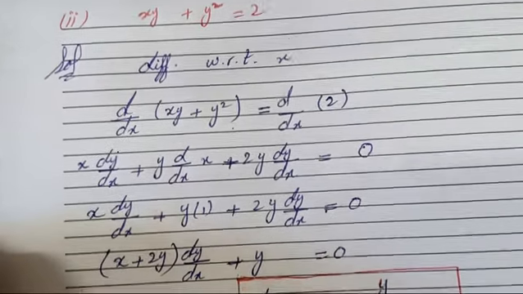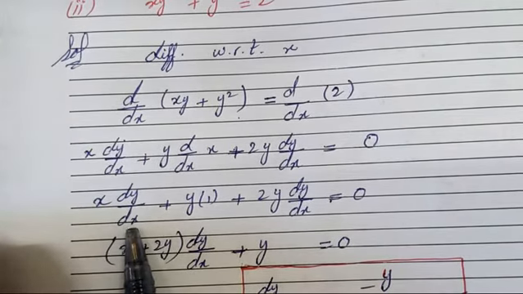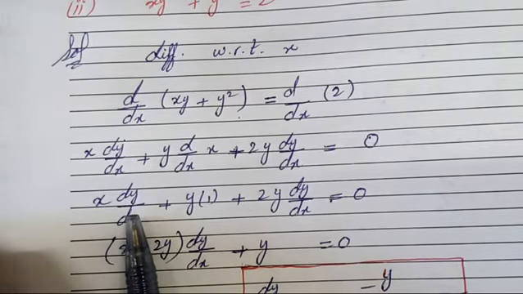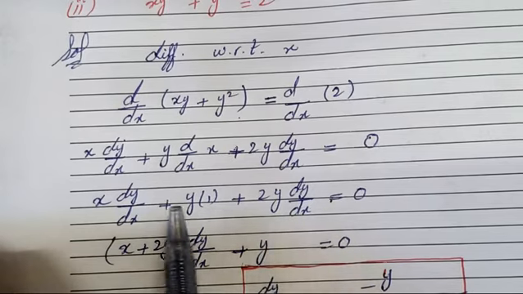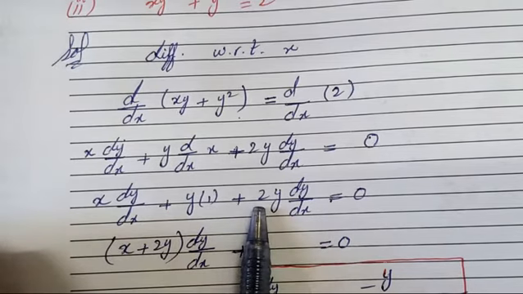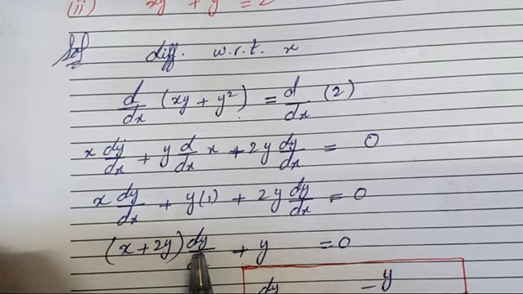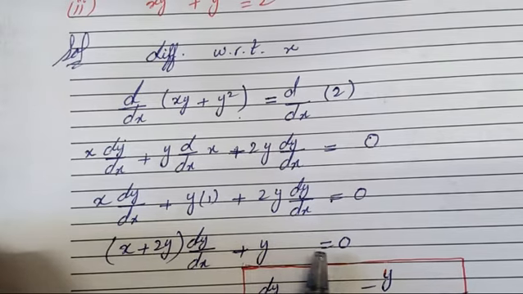While in next step we have to calculate dy over dx value, so that's why you can see here in first term and in third term there is dy over dx term available here. So by taking common dy over dx from first and third term, we will write as x plus 2y dy over dx plus y is equal to 0.